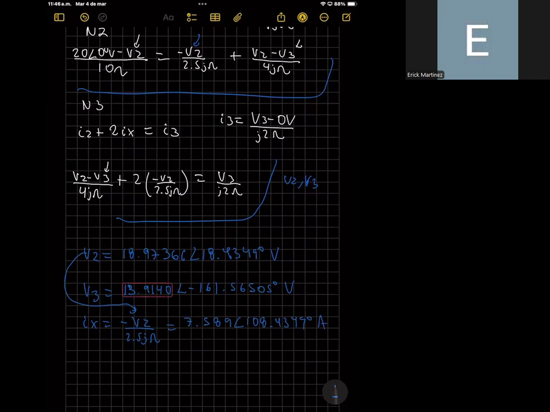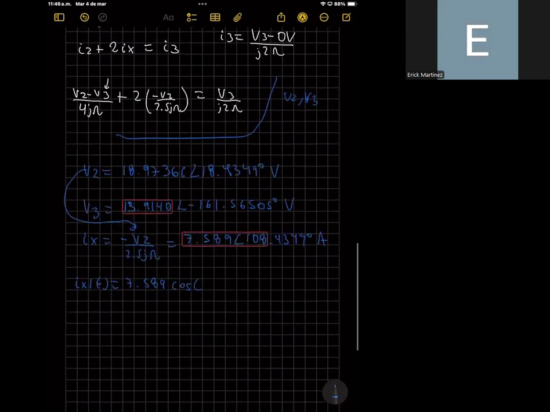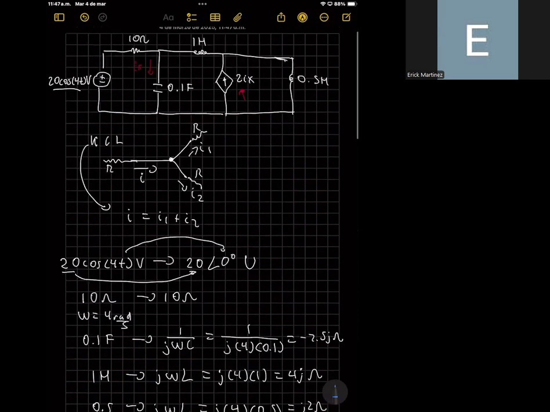And we can express this in the time domain as 7.589 times the cosine. And we need to define the frequency of the circuit, that is 4. So we have here 4 times t with a phase angle of 108.4349 degrees. And these are amperes, okay? So this is the result of this exercise, okay?